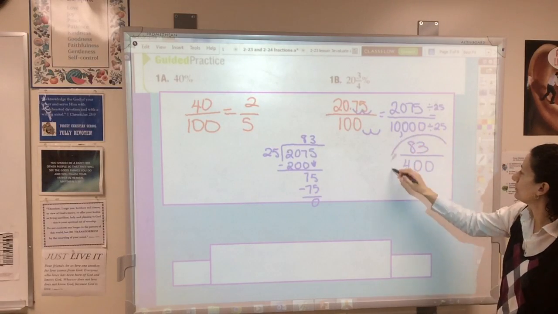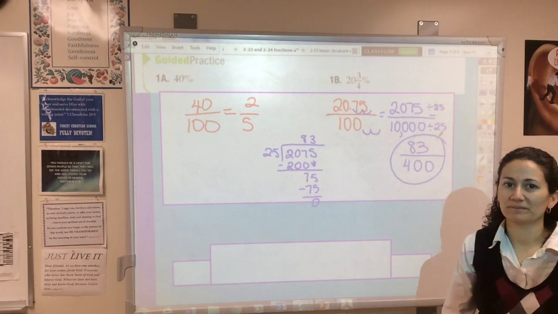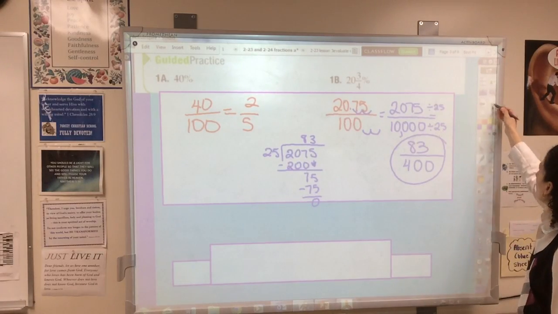Now I know 83 is a prime number. That is my simplest form. I can't go any further with this one. Let's take a look at 2 more examples.